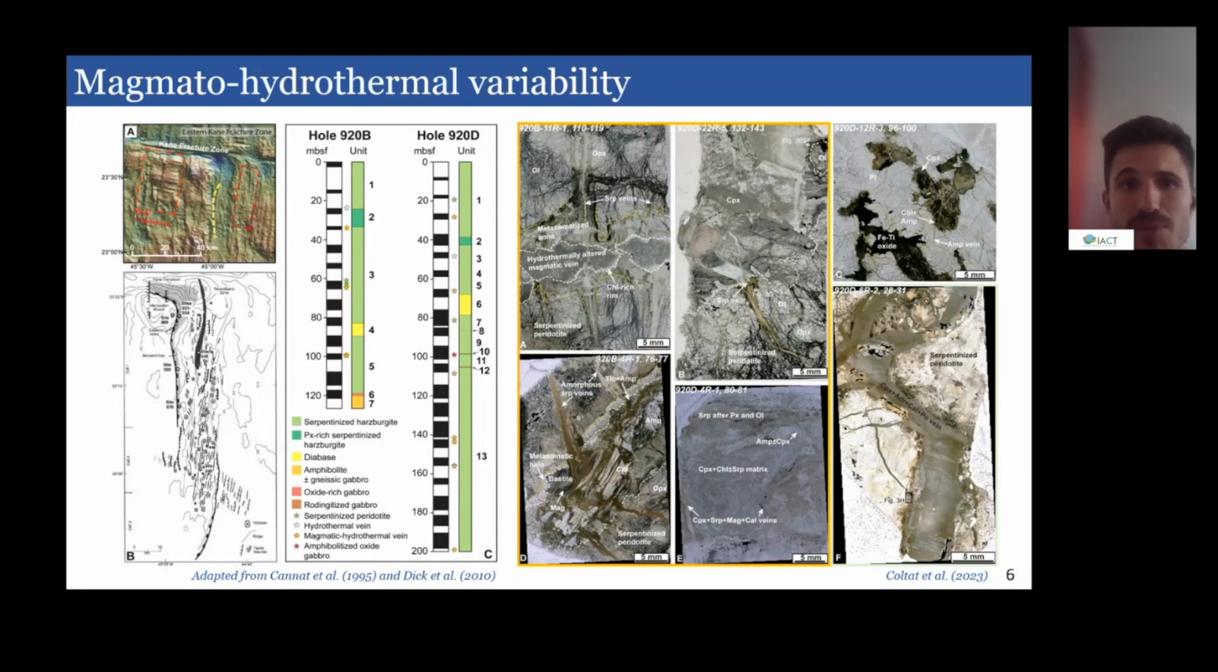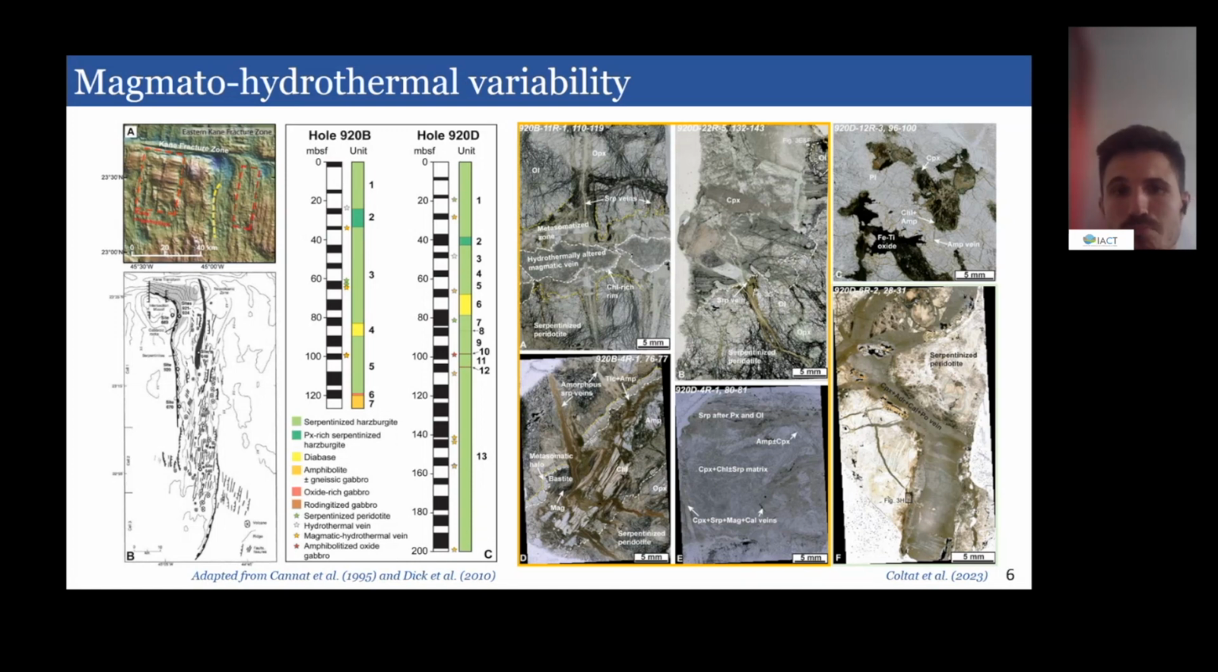Magmatic veins that are now partially to completely altered. So this is the picture highlighted here by this orange square, where you can still see in some instances the former igneous mineral such as clinopyroxene, while in other instances the primary mineralogy is completely replaced into secondary phases. And we also focus on serpentinite peridotite cut by hydrothermal veins.